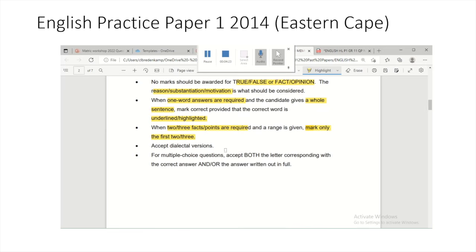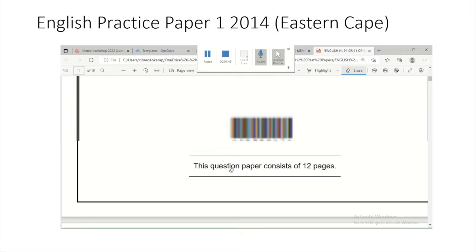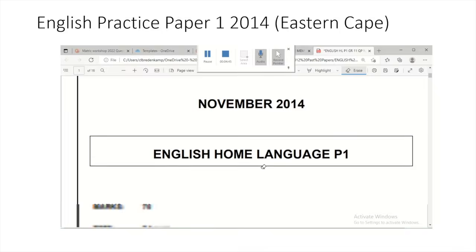Then if you have multiple choice questions, which is not often in English, accept both the letter corresponding with the correct answer and or the answer written out in full. So if you said A matches with 1, you can write the numerical 1, or you can write the actual word one.